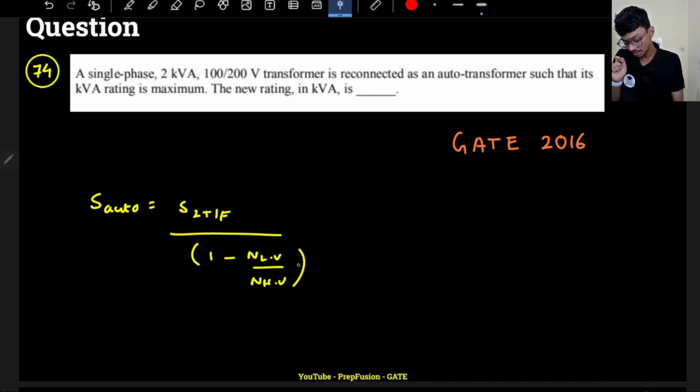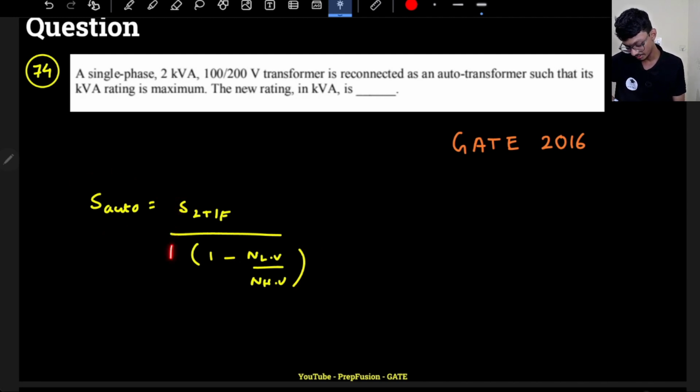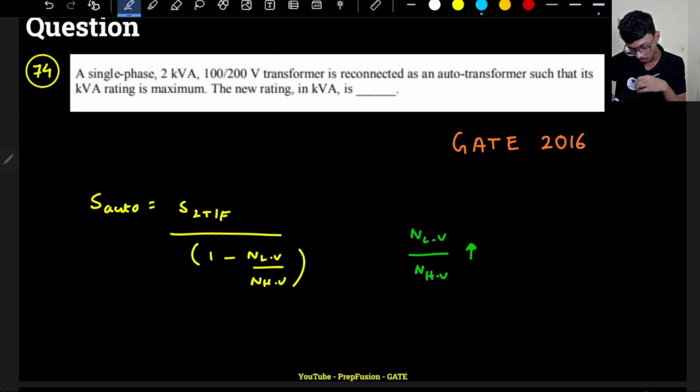Now I have to maximize it. If I want to maximize it, that means I have to minimize this. How can I minimize it? I have to maximize the kVA rating, so I have to minimize this. If I want to minimize this, I have to maximize NLV upon NHV. That means the ratio should be closer towards 1. That is what we mean, right?